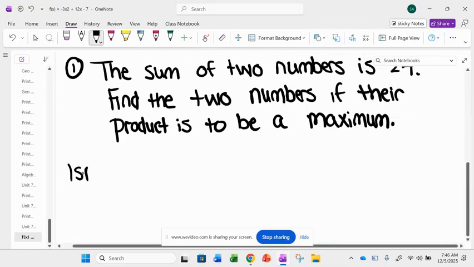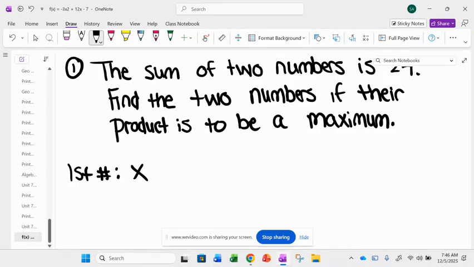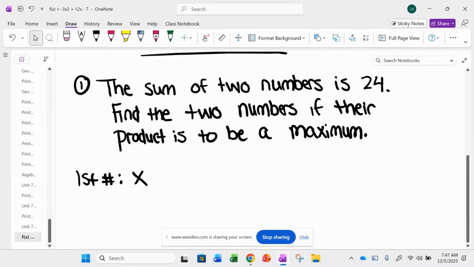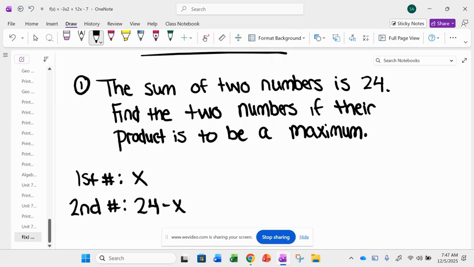Well, if the first number is x, and now they're saying their sum is 24. Like I said, I don't want to use y to represent the two different numbers. So I can't say x plus y equals 24. But if one number is x and they have to add to equal 24, how can I represent the second number? Anushka? You got it, 24 minus x. So my first number is x, my second number is 24 minus x. And if I were to add x plus 24 minus x, isn't that sum 24?